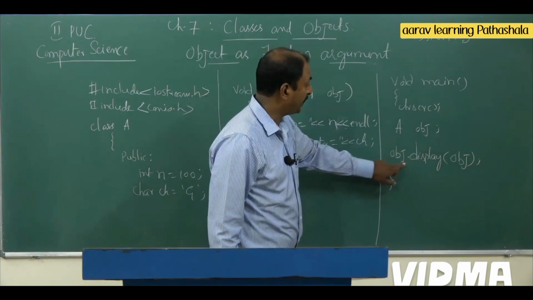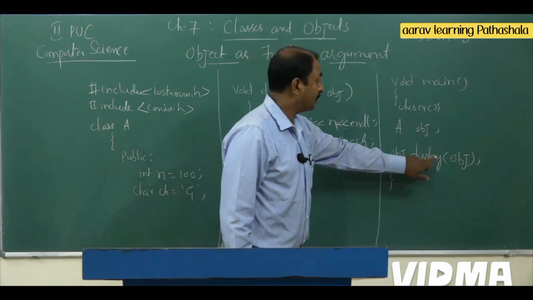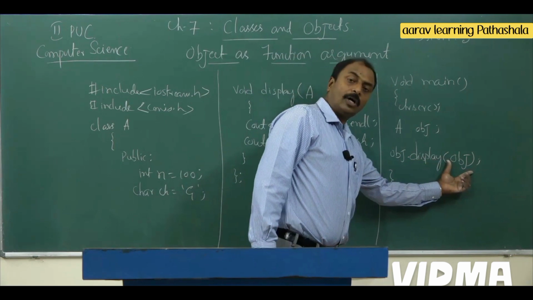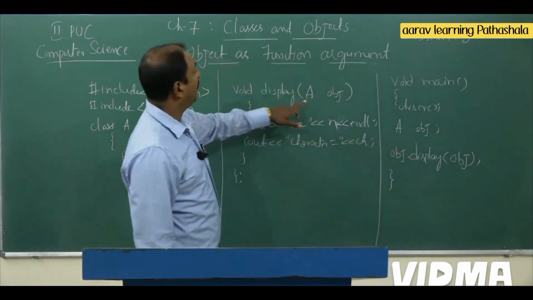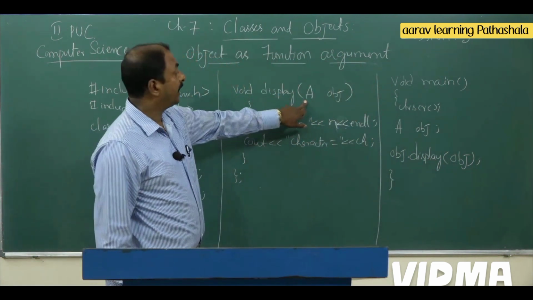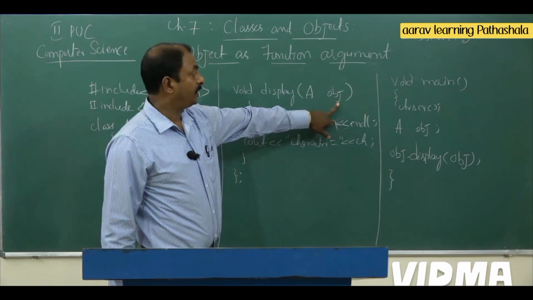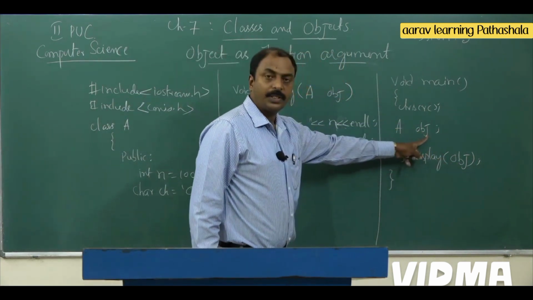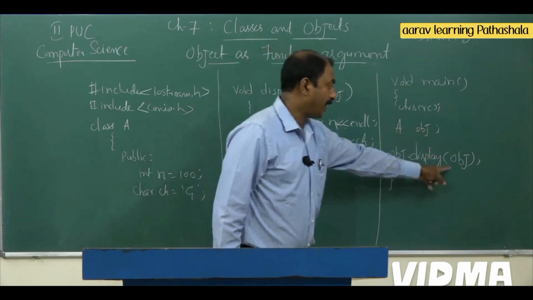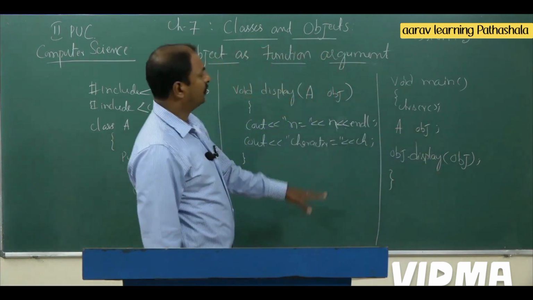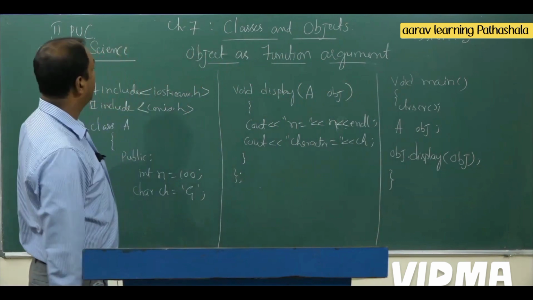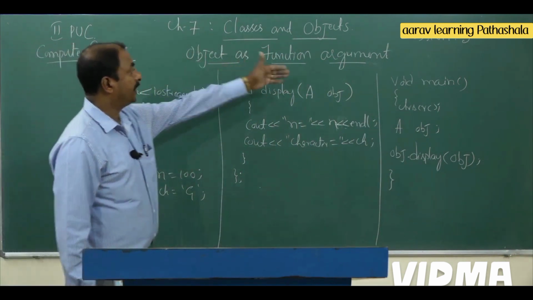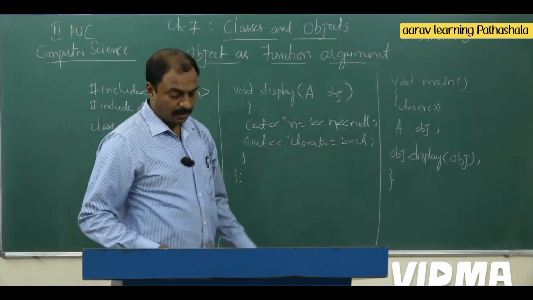Obj is the name of an object, then the dot operator, and the name of the function is display. But here we have to write the object name, because the function has an object as a parameter. We are supposed to write the object name. In this example, obj is an object of class A. So this is a simple example to show how to work with object as a function argument.